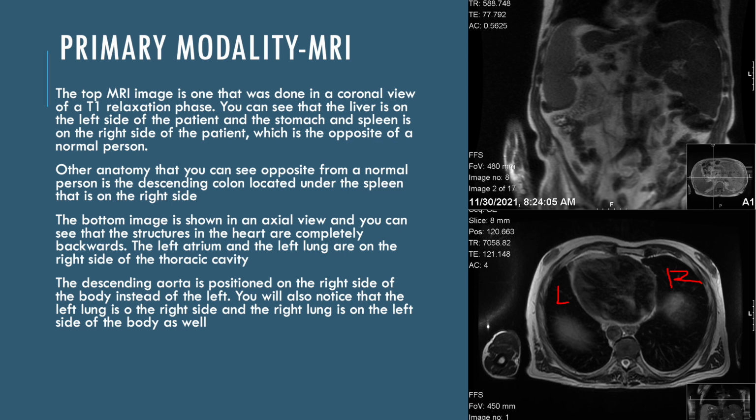And then this right here, this structure, sorry, I'm not a good drawer, is the descending aorta, right in this one. And the descending aorta is positioned on the right side of the body instead of the left because this person has situs inversus.